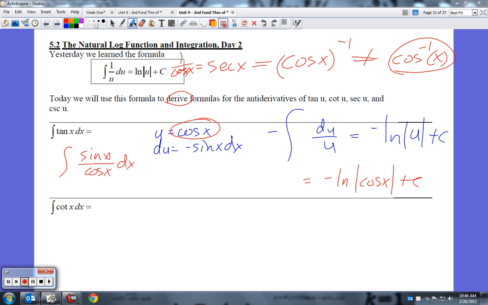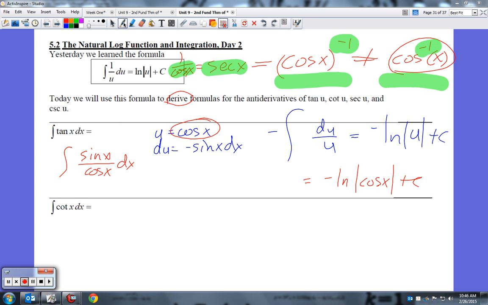So this is the inverse. You remember when we talked about that long ago? Inverse cosine, inverse of cosine, which is the same as that.